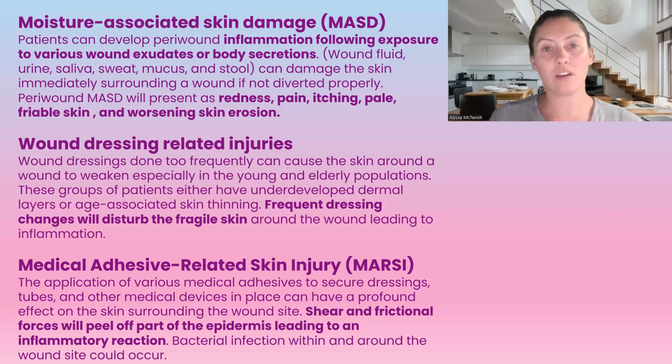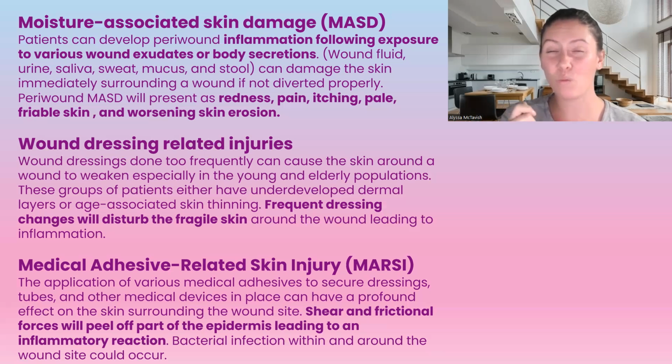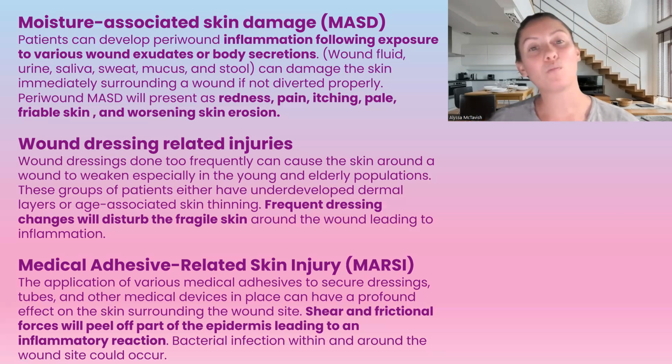Next, we have medical adhesive related skin injury. This is when we have a dressing that is sticking onto the actual wound. It might be the adhesive of the dressing. When we go to peel it off, it can cause that friction and shearing. It can even pull the skin right with it. So we have to be super careful when we're removing a dressing, because we don't want to cause more damage.